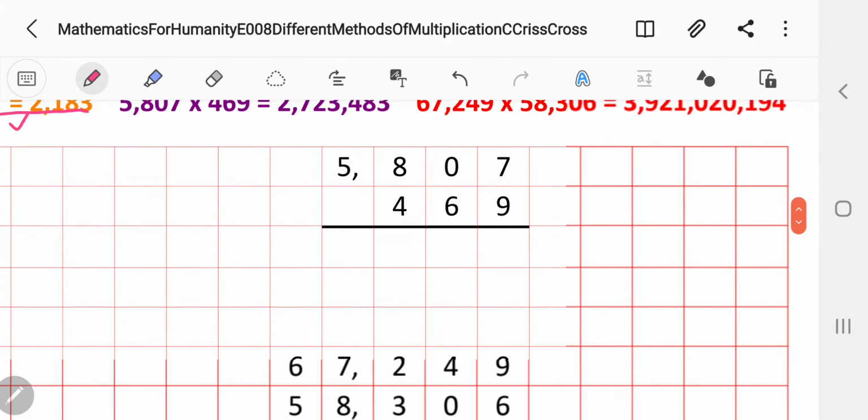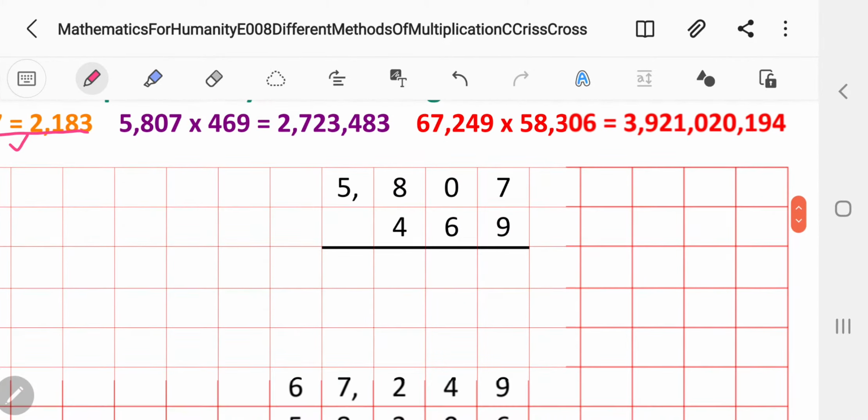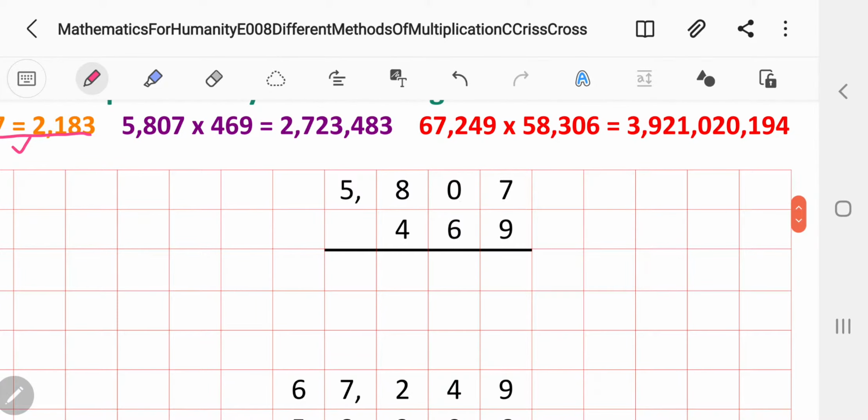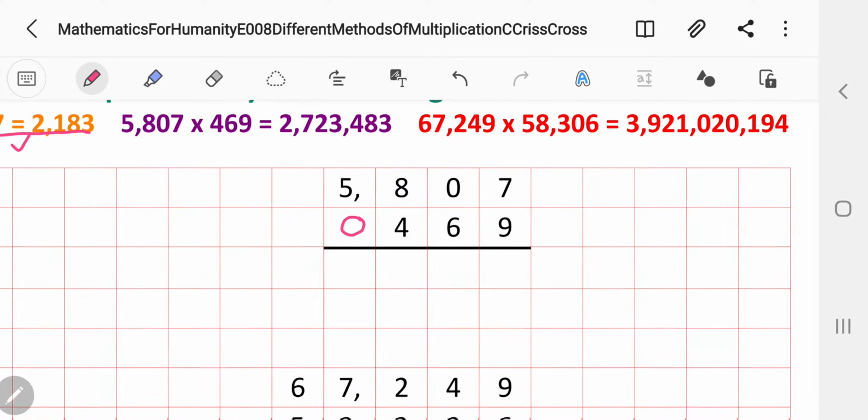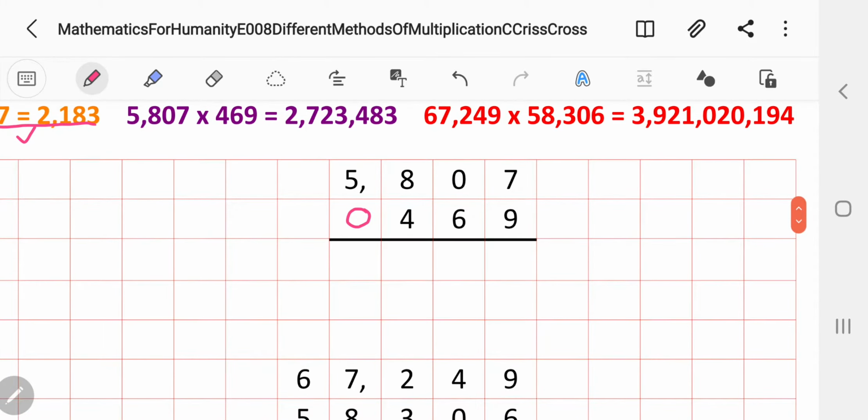So here in this example we have 4 numbers above and 3 numbers below. You just have to put the 0 here to make it 4 digits above and 4 digits below. So let's start with this one. Here you have 7 times 9. We enclose this first. So 7 times 9 would be 63.